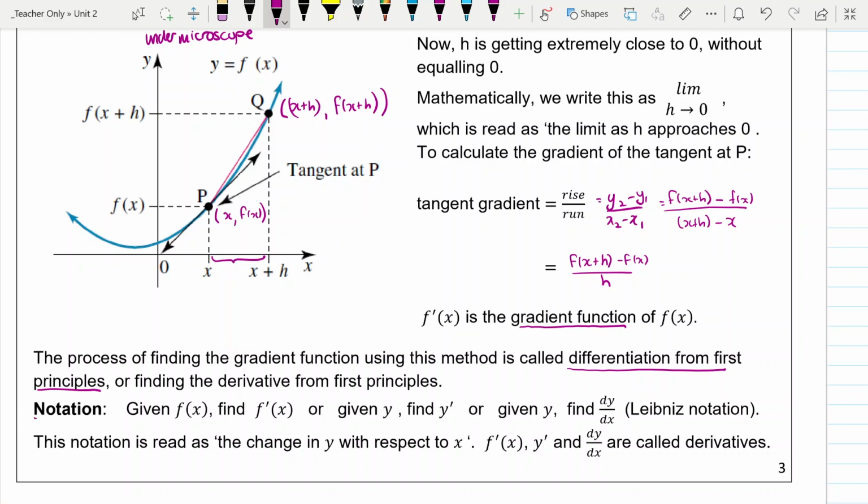Now, there's also new notation that you have to learn, and all of these are equivalent to each other, and you need to be able to use them interchangeably. You can be asked, given f of x, find f dashed of x, or given y, find y dashed, or given y, find dy by dx, and we actually call that Leibniz notation. This notation is read as the change in y with respect to x. f dashed of x, y dashed, and dy by dx are called derivatives.